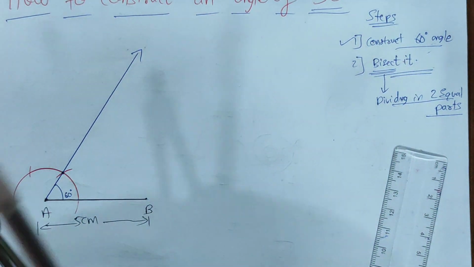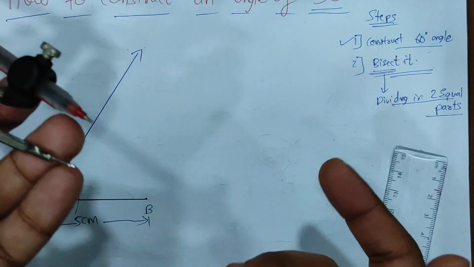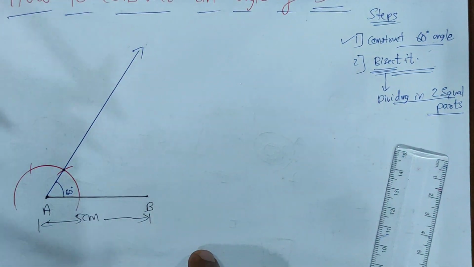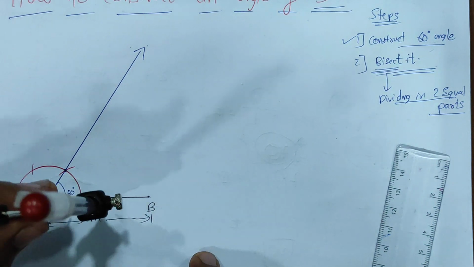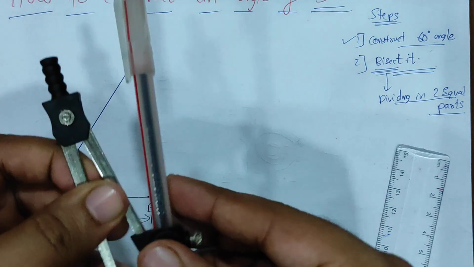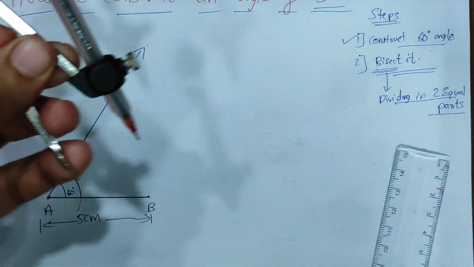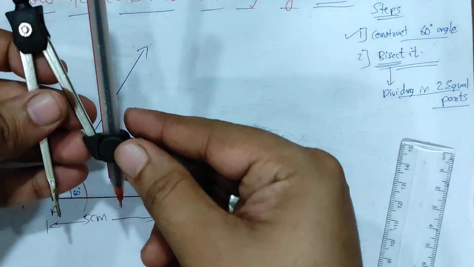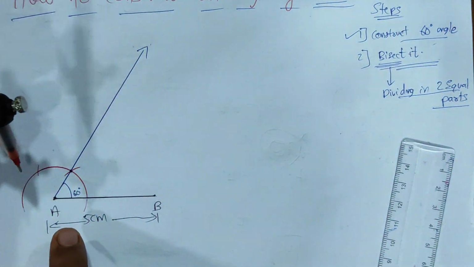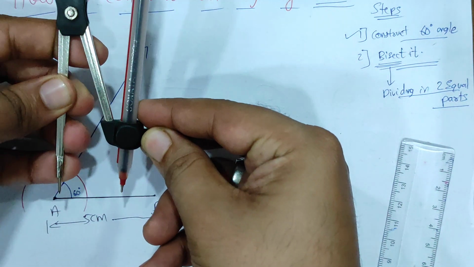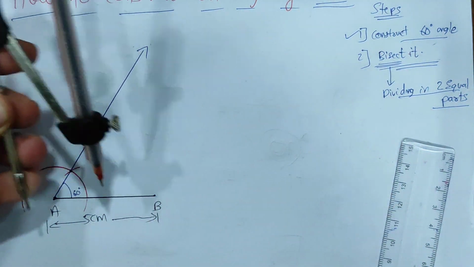Okay, so now see, any radius you can take. I have taken the same thing, but it's not necessary to take the same radius as we drew this semicircle. I can change the dimension, any random radius you take, but it should be slightly bigger. The idea is it should be more than half of this segment. If this is 5 centimeters, approximately it should be more than half of this.